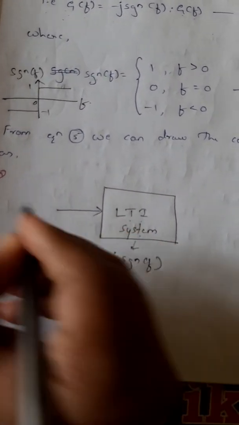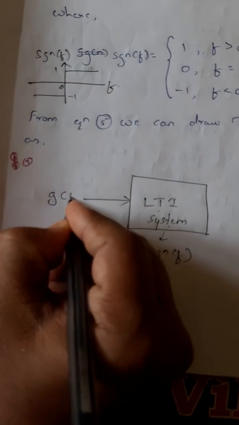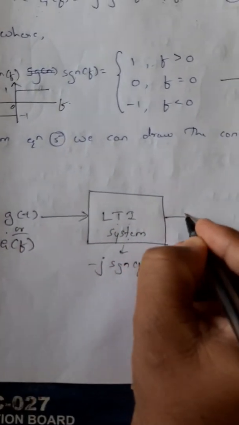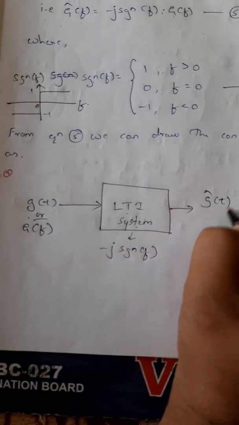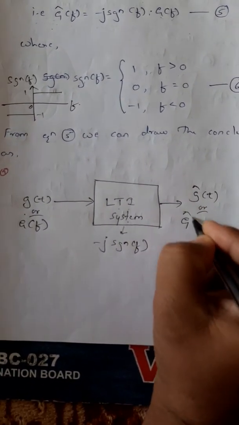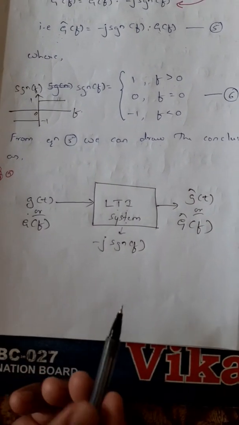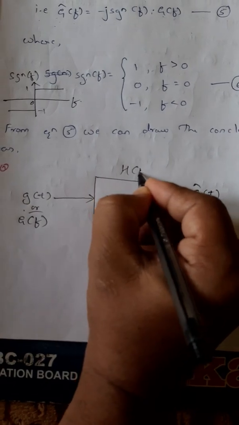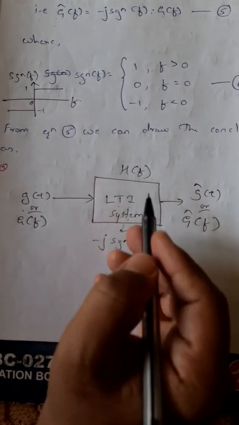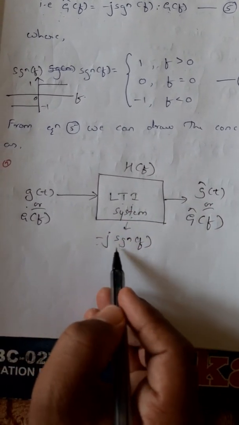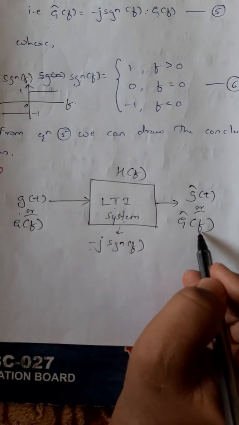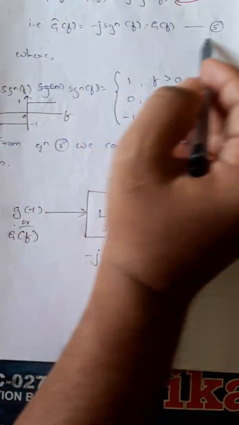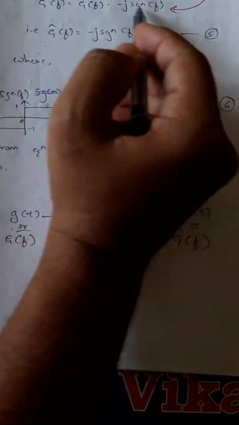The input of this is g of t or g of f. The output is g cap of t or g cap of f. So when I pass g of f or g of t through the LTI system, whose transfer function is h of f equal to minus j signum of f, I am going to get g cap of f. I have just drawn a diagram for this equation number 5.